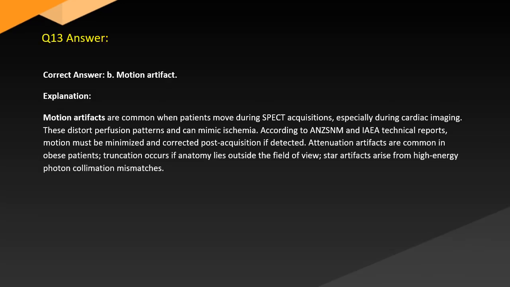Answer. Correct answer: B. Motion artifact. Explanation. Motion artifacts are common when patients move during SPECT acquisitions, especially during cardiac imaging. These distort perfusion patterns and can mimic ischemia. According to NZMRTB and IAEA technical reports, motion must be minimized and corrected post-acquisition if detected. Attenuation artifacts are common in obese patients. Truncation occurs if anatomy lies outside the field of view. Star artifacts arise from high-energy photon collimation mismatches.